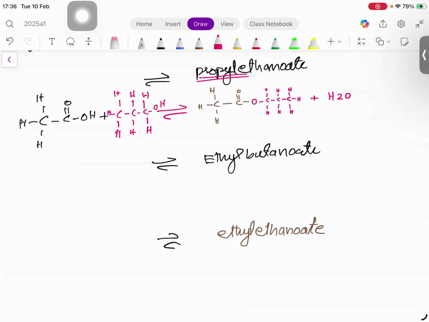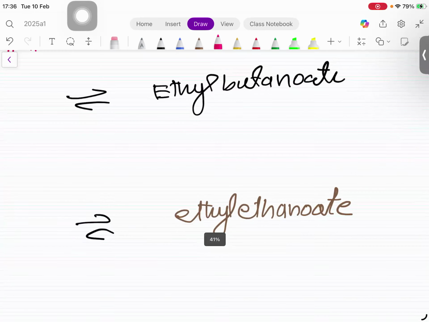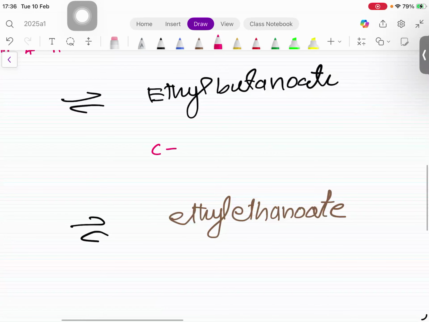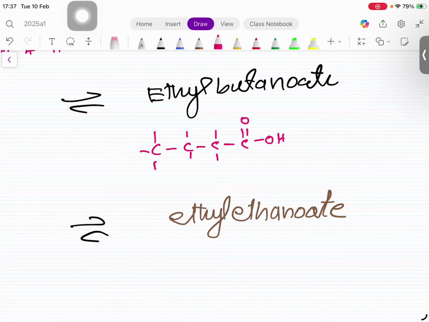Ethyl butanoate. Anybody did? How? Look at this. Butanoate means how many carbons in the carboxylic acid? Is this the butanoate? So in ester, what do I have to remove? OH?